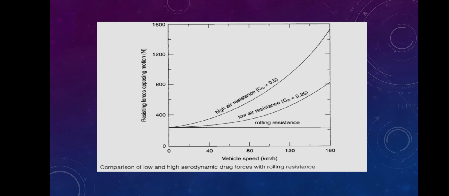This is a graph comparing resisting forces opposing motion versus vehicle speed. You can see that for higher resistance CD is 0.5, for lower resistance CD is 0.25, and for rolling resistance CD equals 0. Comparison of low and high aerodynamic drag forces with rolling resistance.